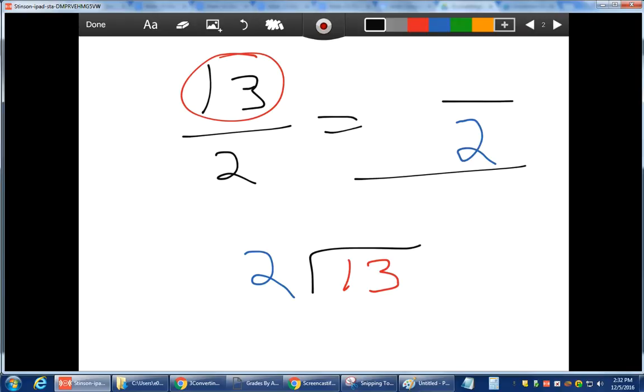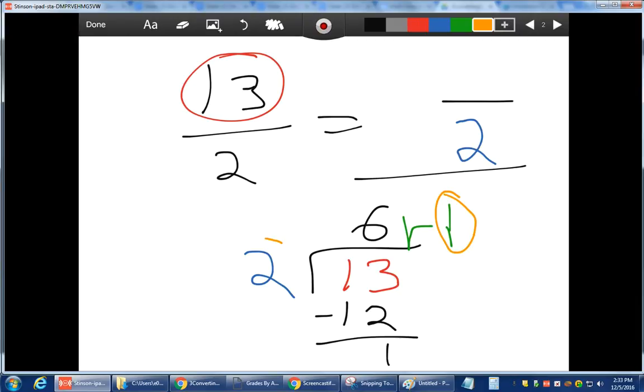So 2 goes into 13 6 times. 6 times 2 is 12. 13 minus 12 is 1. So we used to call this remainder 1, remember? But instead of calling it remainder 1, we're going to write it in fraction form. For it to be a fraction, you're going to have to include that 1 with the 2. So the 1, the remainder, goes on the top. The 2, the denominator, stays the same. And then don't forget the whole number, which is 6. So 13 halves is the same as 6 and 1 half.